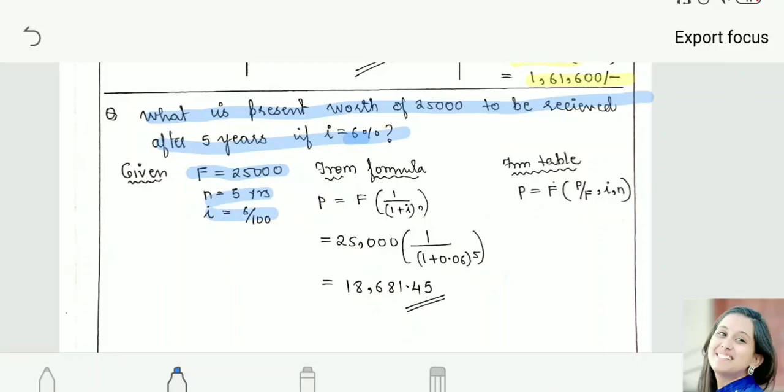Okay, so we have the formula as what? You are finding out P equals how much? So P is F times 1 by (1 plus i) raised to n. So 25,000, whatever it is, substitute.